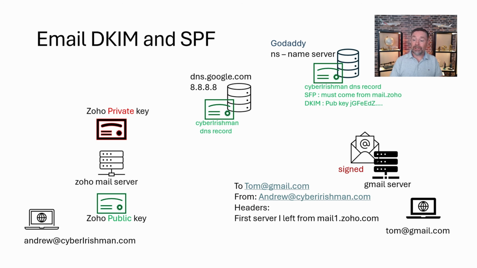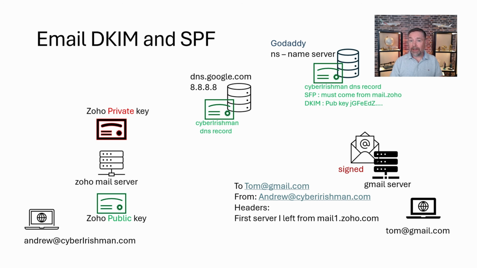Now the Gmail server has received the email, it's signed, it's going to Tom at Gmail and it's from Andrew at cyberirishman.com and it takes a look at the headers. And it sees that the first server that email left from, because every email server in the chain has to stamp a header. And it says the first server I left from was mail1.zoho.com, one of the email servers at Zoho.